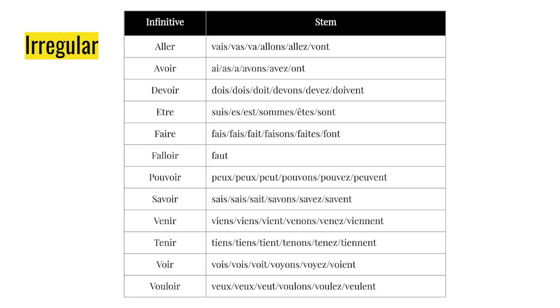There are many irregulars in the present tense. Irregulars don't follow their ER, IR, or RE verb forms. The main ones are aller, avoir, être, and faire. They all have different conjugations based on the different subject pronouns.